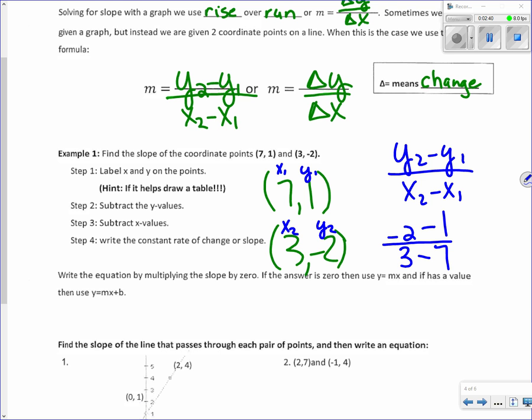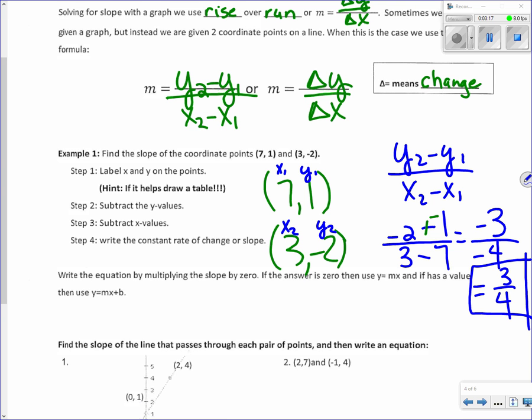Okay, so now I'm just going to use my operations with integers to simplify this, right? So I have negative 2 minus 1. I can change it like that. So I know negative 2 plus negative 1 is negative 3, and 3 minus 7 is negative 4. Now I have 2 negatives, so that makes a positive. So it is 3/4.